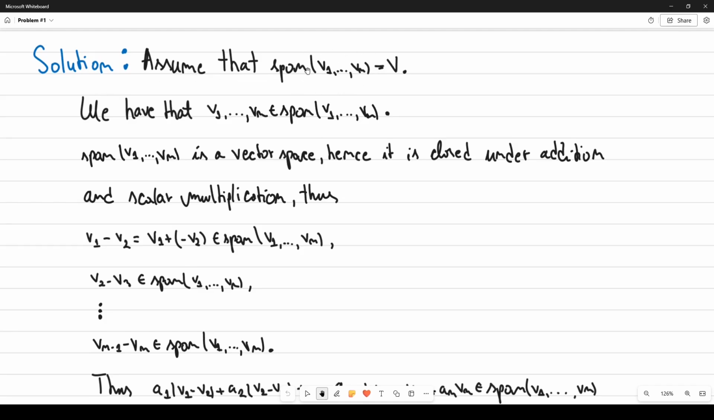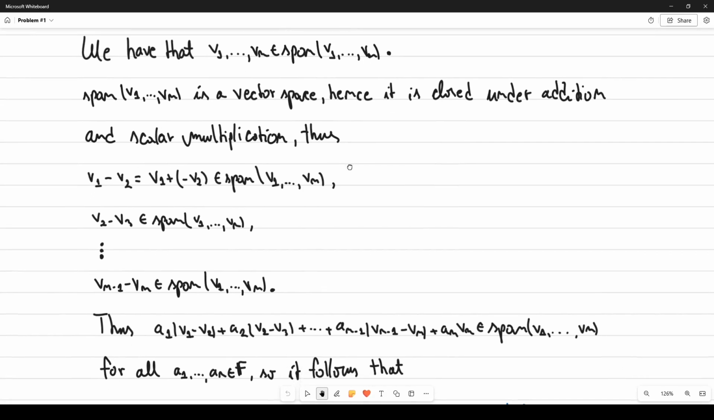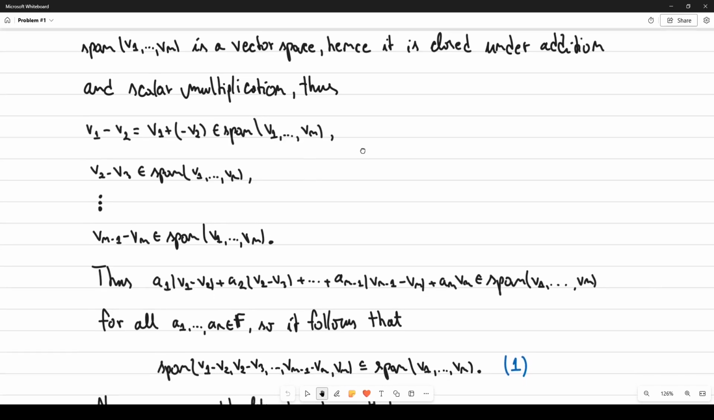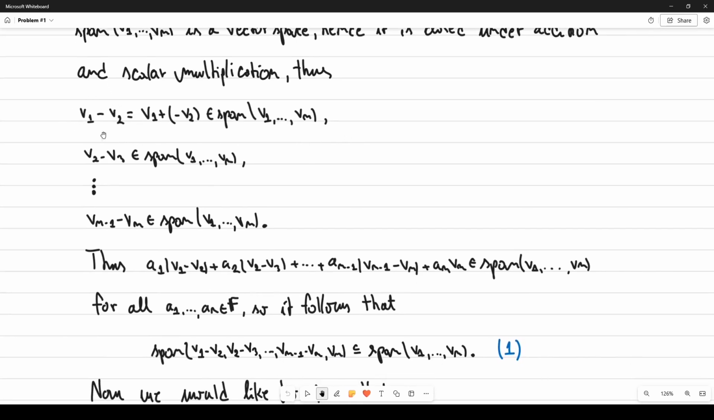Assume that the span of these vectors is equal to V. And now we have that these vectors, V1 all the way to Vn, belong to the span. Since the span is a vector space, it is closed under addition and scalar multiplication. Thus, for example, this difference over here is just equal to this sum with the inverse element. This is scalar multiplication, this is addition, so this belongs to the span, since V1 belongs to the span, minus V2 belongs to the span, so their sum, i.e. their difference, also belongs to the span.